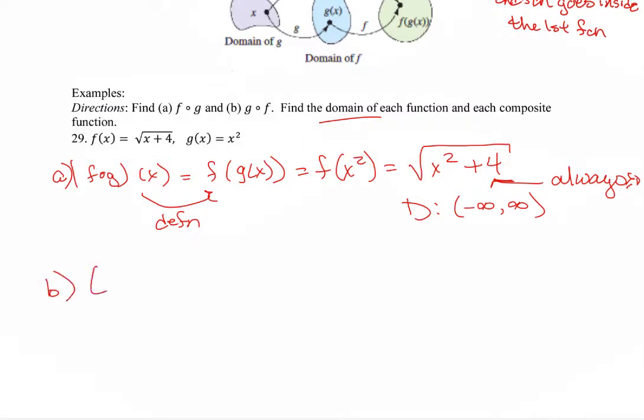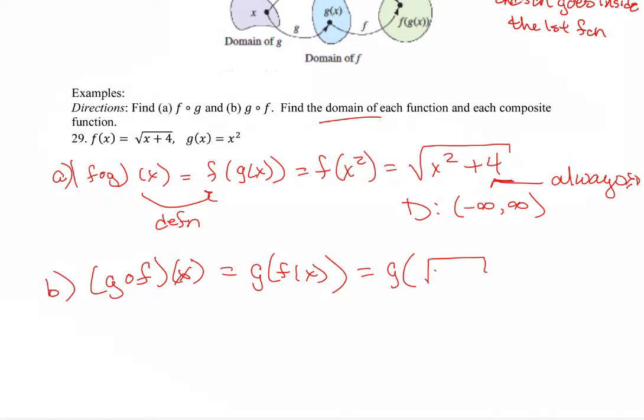So for part B, we want to find g of f of x. So that means g of f of x, and again we're playing a substitution game. So that is g of the square root of x plus 4. So that means that we want to take the square root of x plus 4, square it. Well, that means we get rid of the radical. So this is just x plus 4.